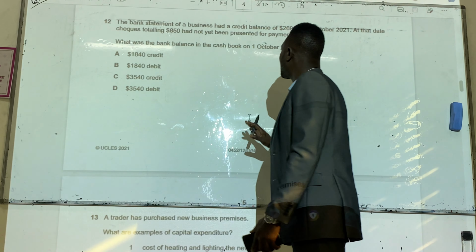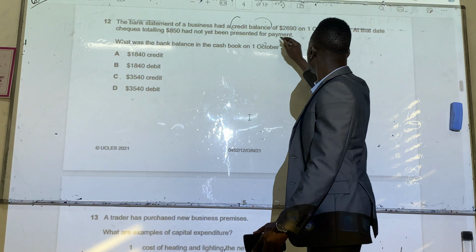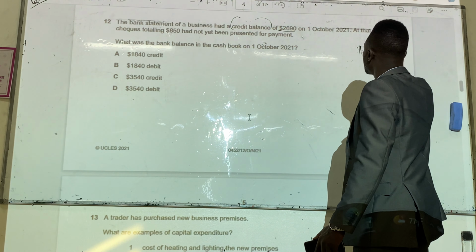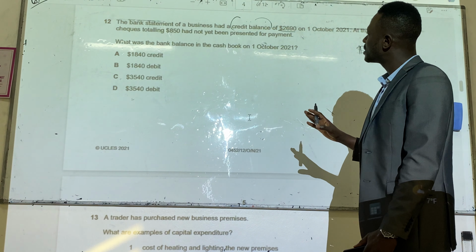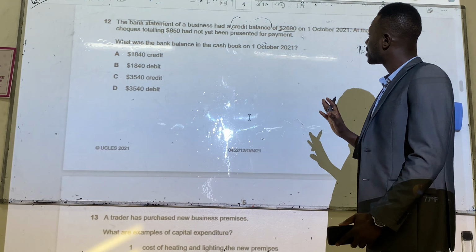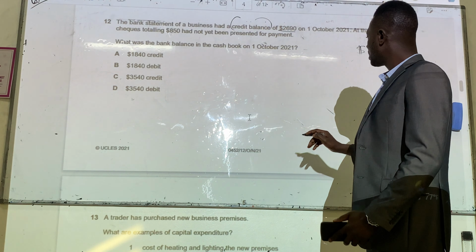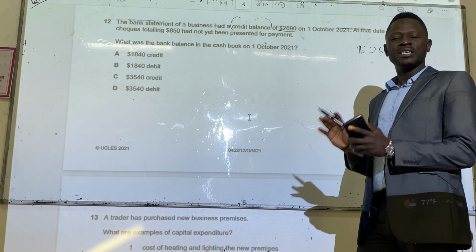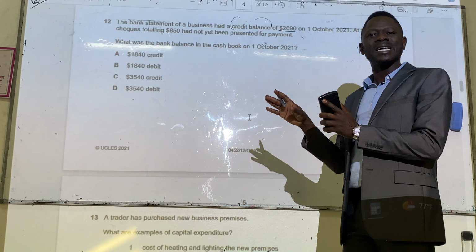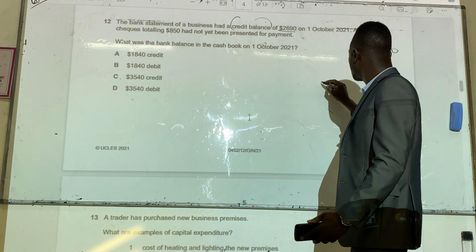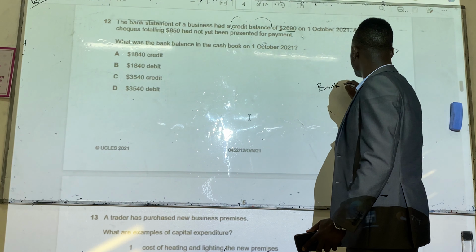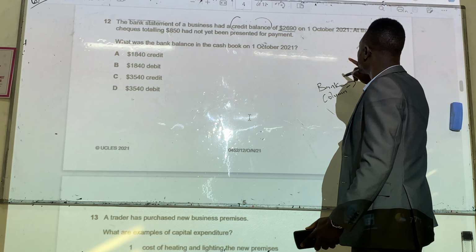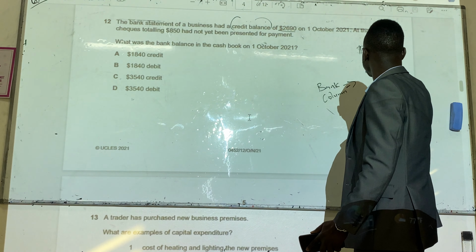The bank statement of a business had a credit balance of 2,690. If the bank statement has a credit balance, that means you have this amount in your bank account. It means the debit side of your cash book will have the same amount in the bank column. So the bank column of your cash book will have the same amount of 2,690.